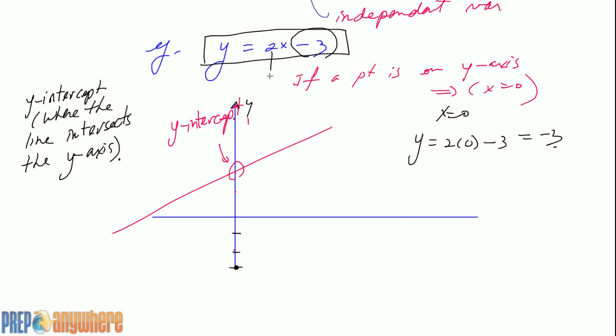Okay, this right here is the slope. Slope is 2. That means you go up twice and to the right once. And you can draw the line.